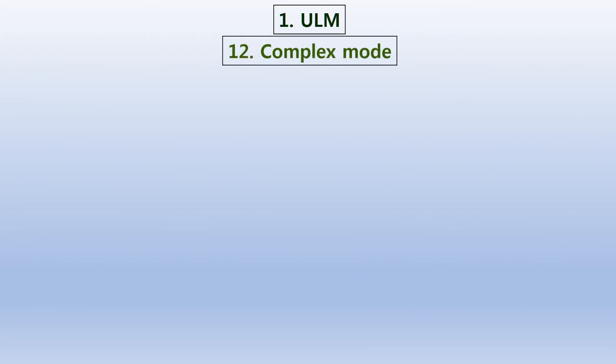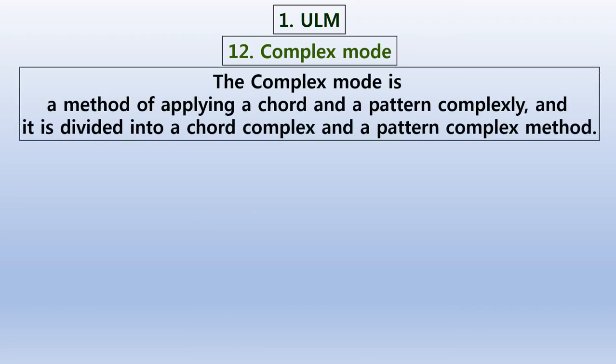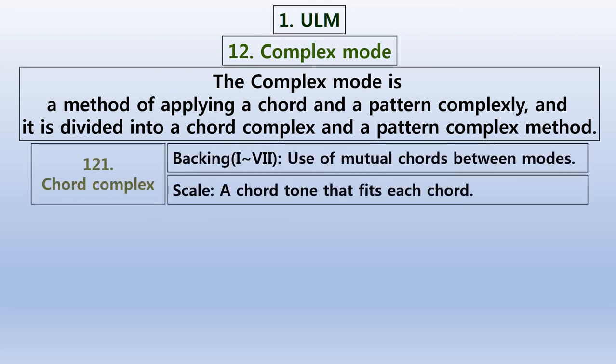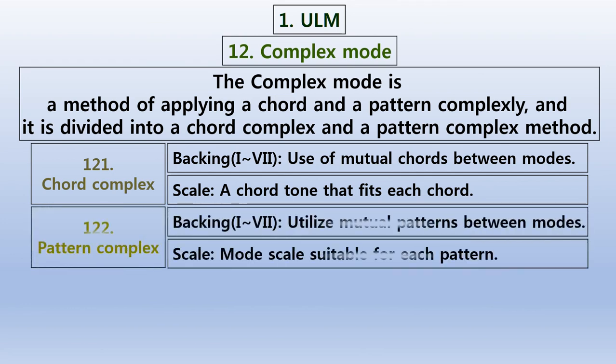Now let's look at the second structure of the upward line method, the complex mode. The complex mode is a method of applying chords and patterns in a complex way, and it is divided into a chord complex and a pattern complex method. The chord complex can utilize the necessary chords among 49 chords in 7 modes. The scale uses the chord tone scale for each chord. In pattern complex, mutual patterns between modes can be utilized. By combining the patterns for each mode, the scale uses the mode scale that fits each pattern.